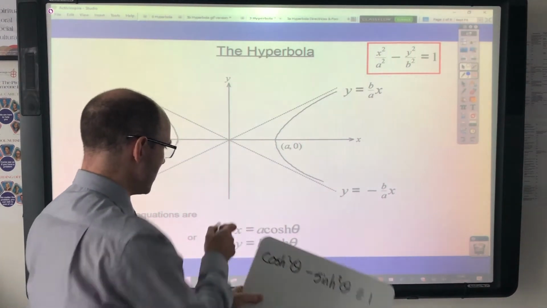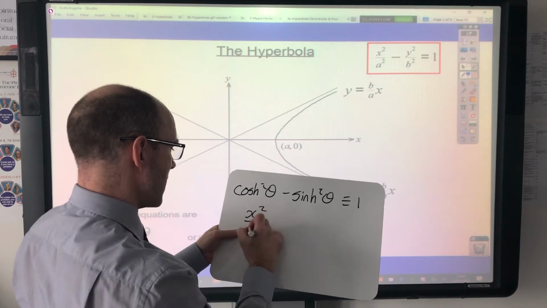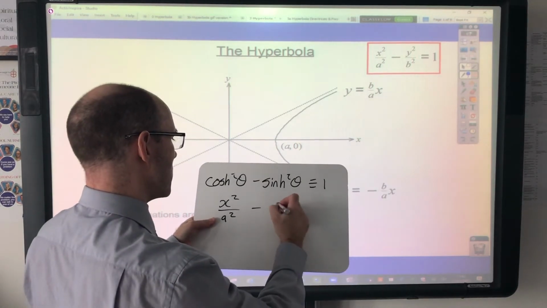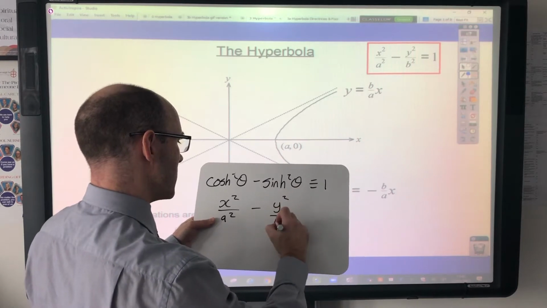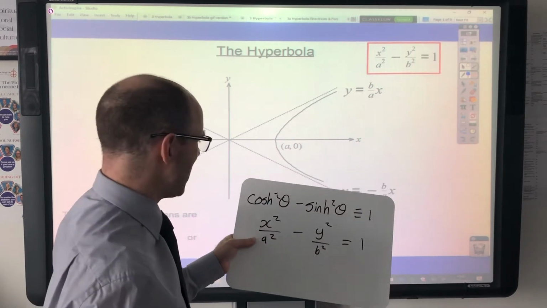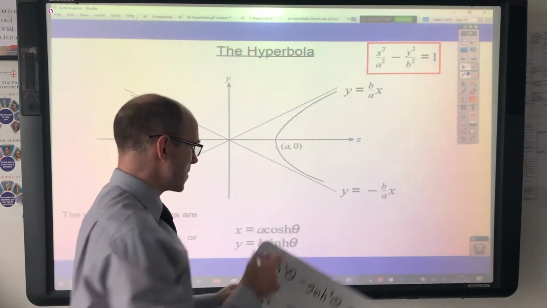Then when I put these in, so cos theta is x over a, that would be x squared over a squared, and then sine theta is y over b, so that would be y squared over b squared equals 1. I'm going to write equals because it's an equation on the curve. And that is it. Even quicker to get the Cartesian equations from the hyperbolic form.